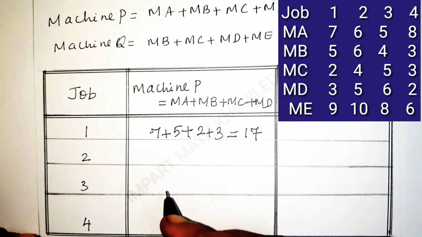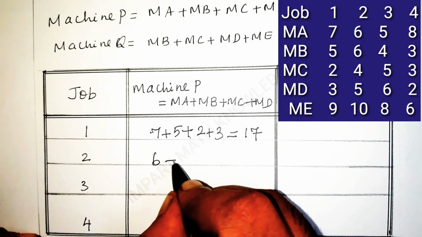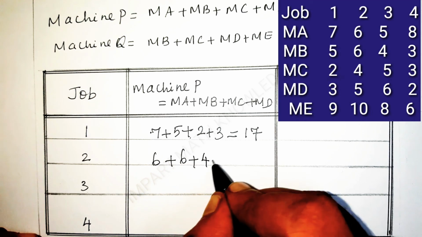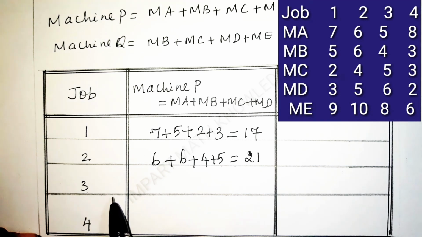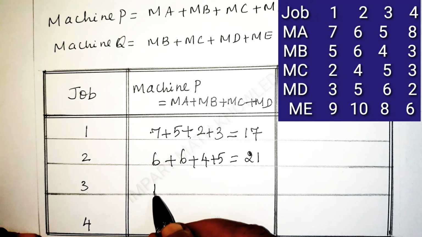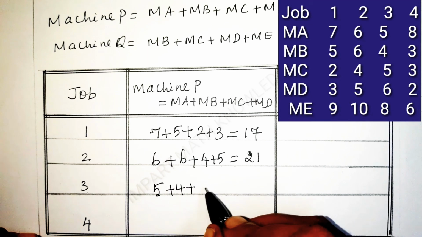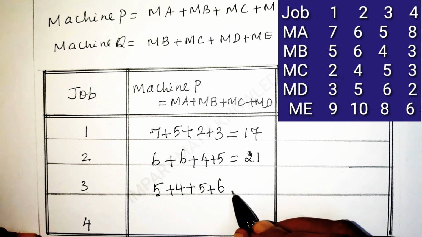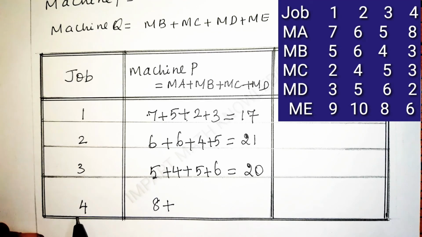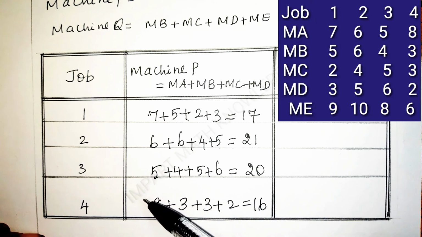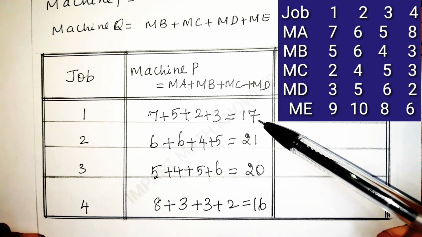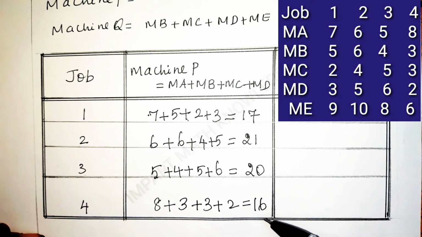Job 2, machine P is 6 plus 6 plus 4 plus 5. So the total is 21. For job 3, machine P is 5 plus 4 plus 5 plus 6. So the total is 20. For the fourth job, the values are 8 plus 3 plus 3 plus 2. So the total is 16. For machine P, the values are 17, 21, 20 and 16.